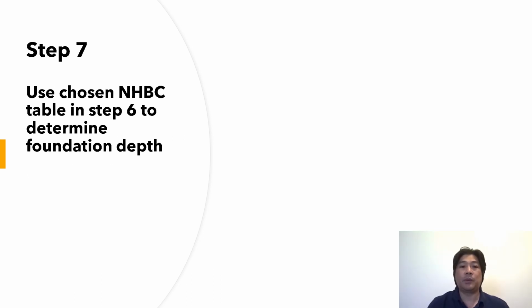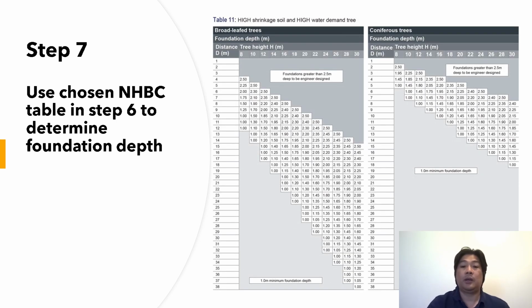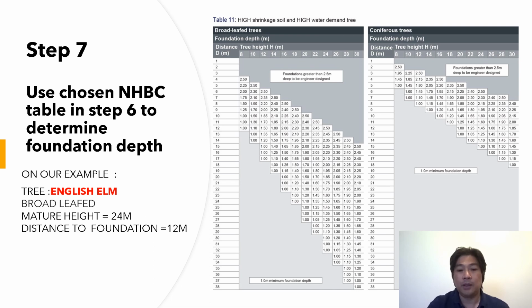Table 11 from the previous step brings us to step 7. This is where we determine our foundation depth. I've copied table 11 and reproduced it on the right hand side of the screen, and taking the data from our example, the English elm is a broadleaf tree, and we have a mature height of 24 meters. See where the green line is, green box.